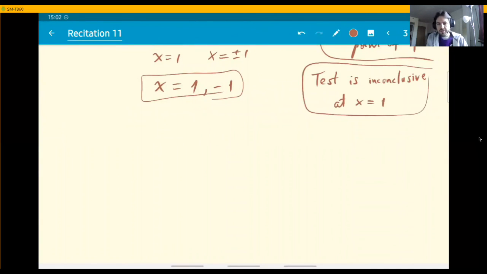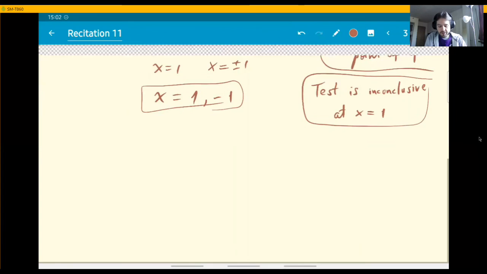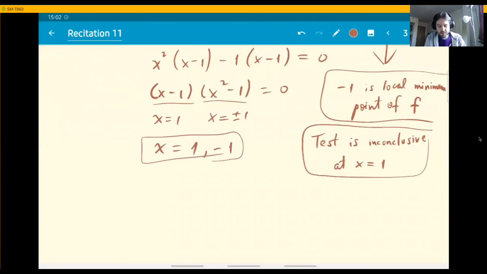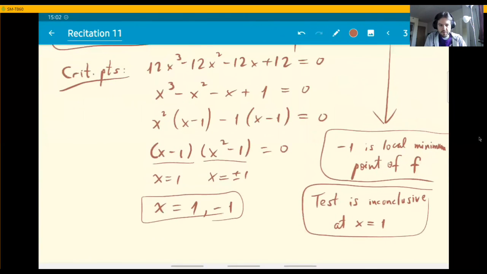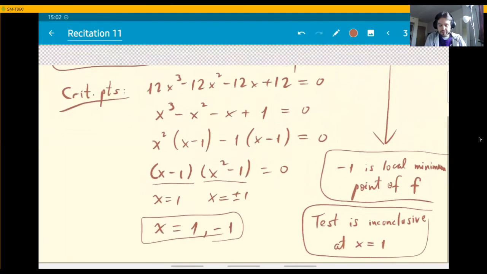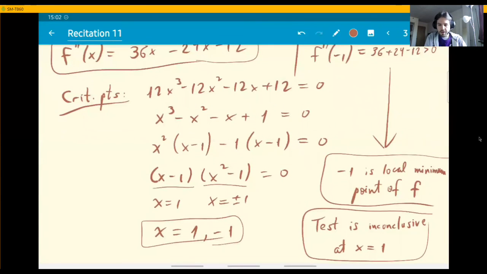What does that actually mean? Does it mean 1 is neither? No, it's inconclusive. We don't know yet from the test. We can try other things if we want to determine what 1 actually is: local min, local max, neither. I'm not going to do it for this problem because it's not asking us to do it, and there will be another problem soon asking us to do that. But the answer to this problem is right here.